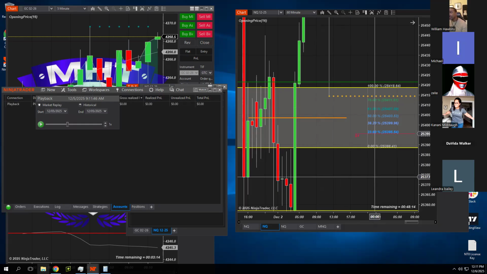So what about the 23%? Would you take a bounce off that? Nah, I would have took that S1 though. Okay. It just so happens the S1 is right there on the 23, but I definitely would have took an S1. Okay, because that's like double confirmation on that one, right?